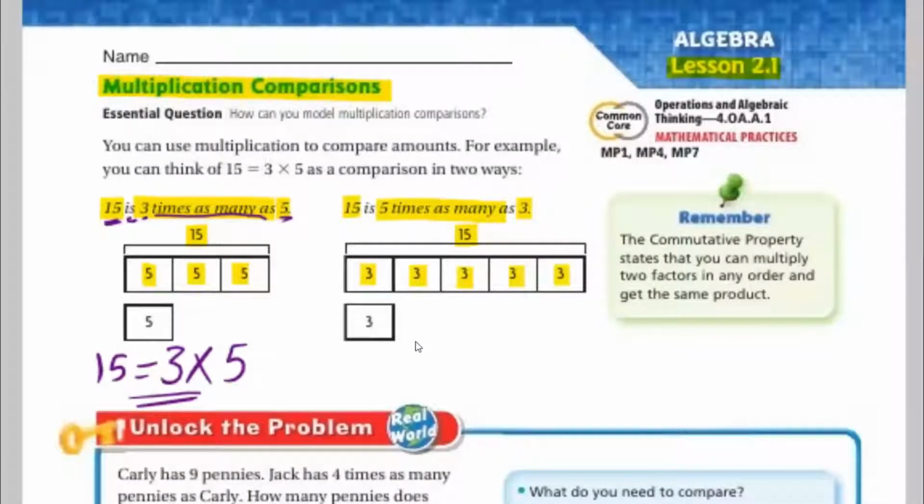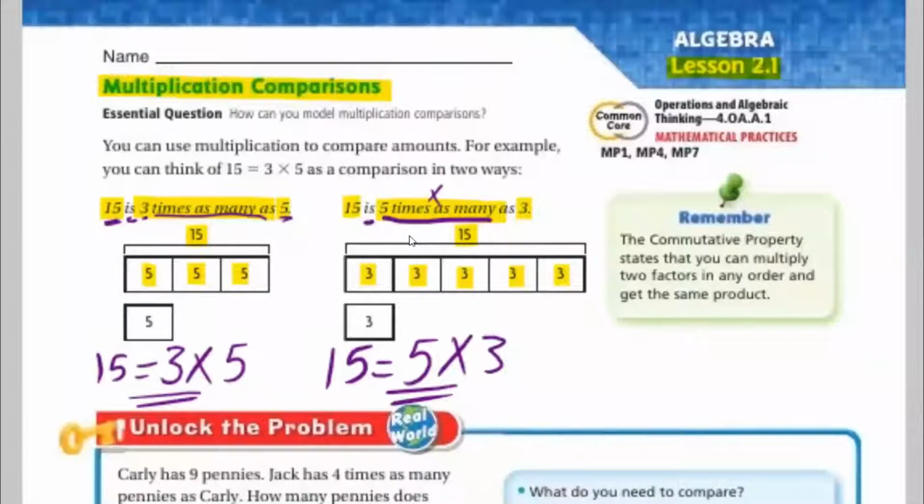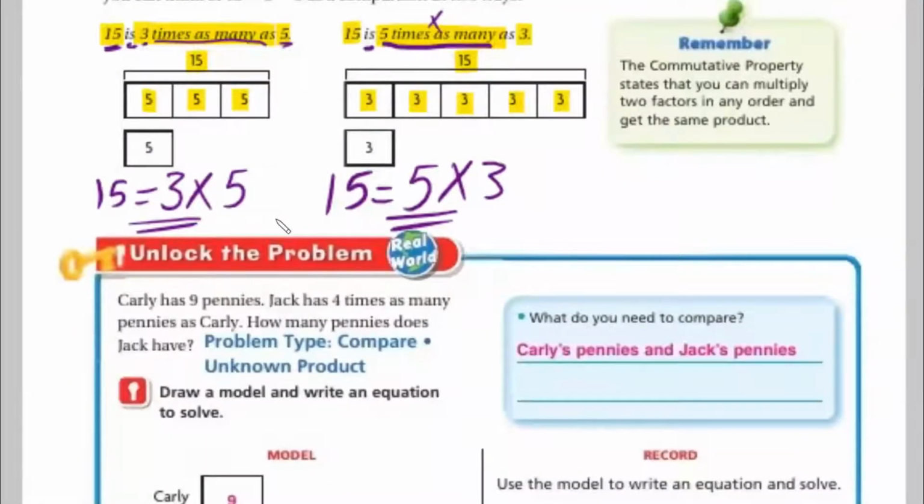So let's convert this sentence to math. We have here 15, right? So let's write here 15 equals. Is means equals, and 5 times as many as 3. So 5, put it 5 here. So we have here times, so put it as multiplied by 3, put it as the same. So that's our equation. Let's read this story problem.